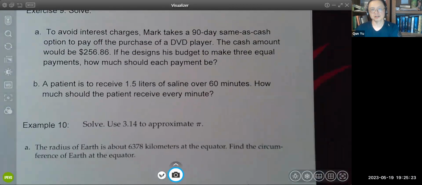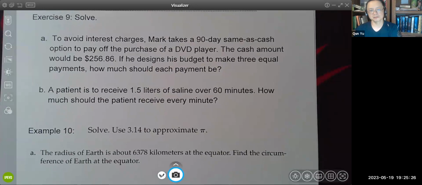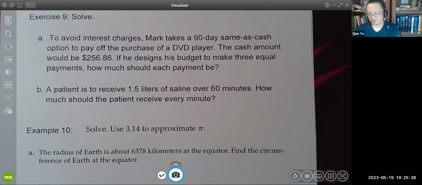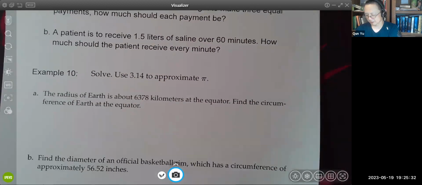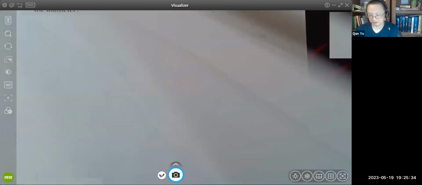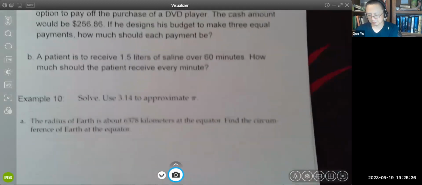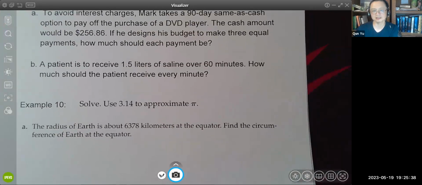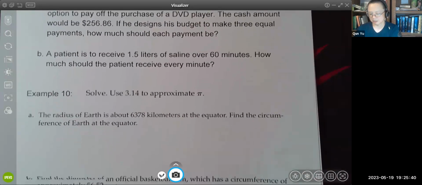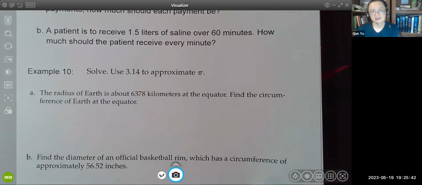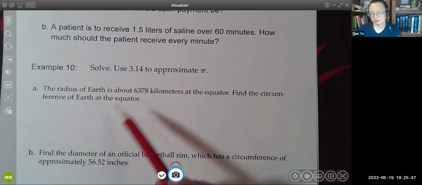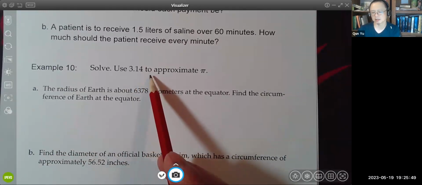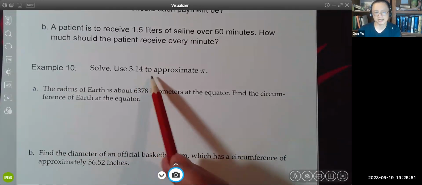Now exercise problems, you have two application problems. Now example 10, let me have a peek if this is the last one or not. Yeah, this is the last example. After this, you have your last exercise problems. Example 10, in these two examples, we use 3.14 whenever we need to use pi.